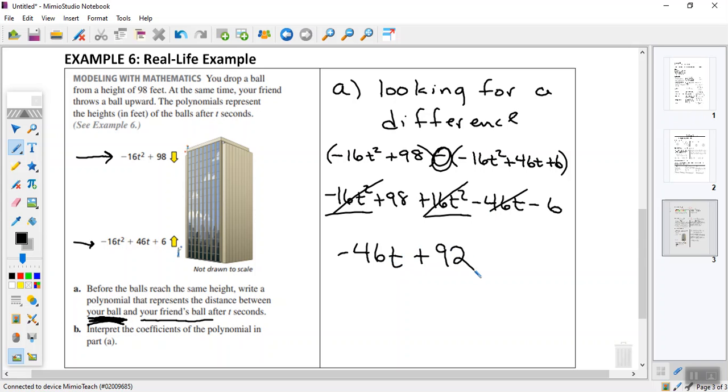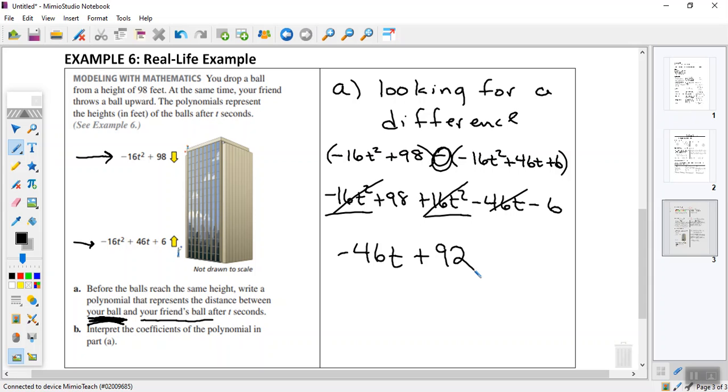Here's the deal in part B. It says interpret the coefficients of the polynomial in part A. Okay? What's happening to the ball up top of the building, guys? What's happening to the ball here? Okay, which ball is going to go faster, you think? The one that's going to get dropped. The question is, what's the negative 46 represent? That negative 46 times t represents this. It means for every second, this distance is going to do what? When he throws the ball up and I drop the ball, what's going to happen to the distance? Okay, it's going to shrink. It's going to get closer and closer to each other.